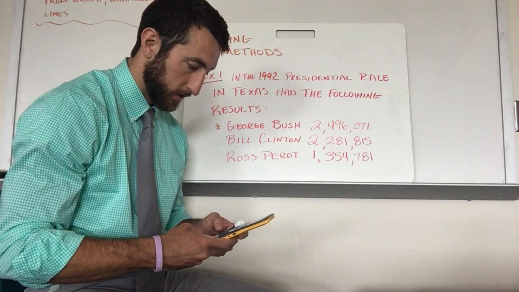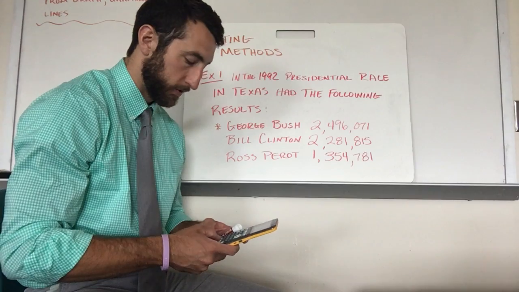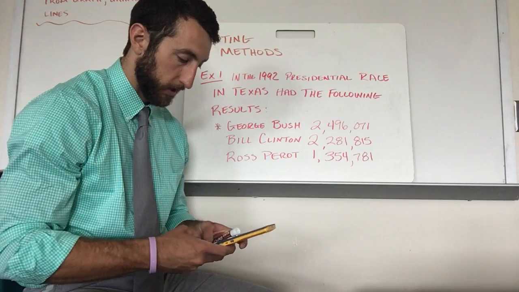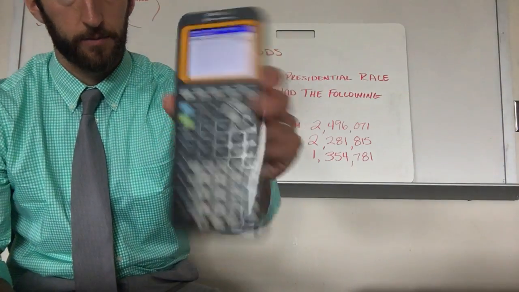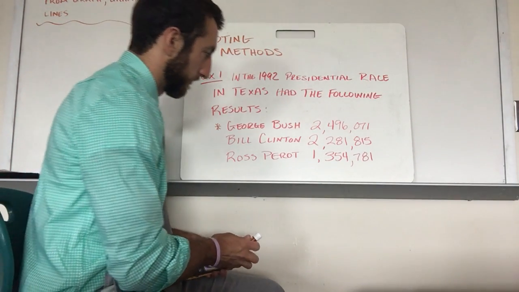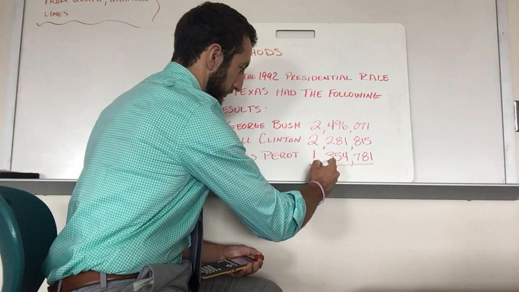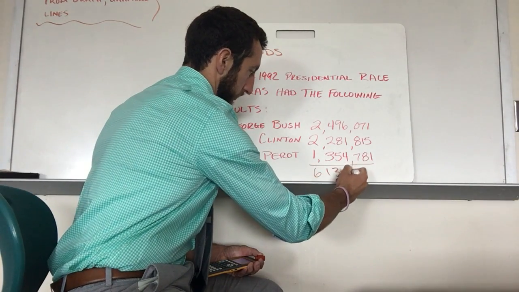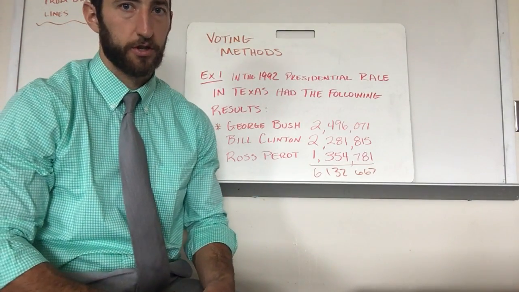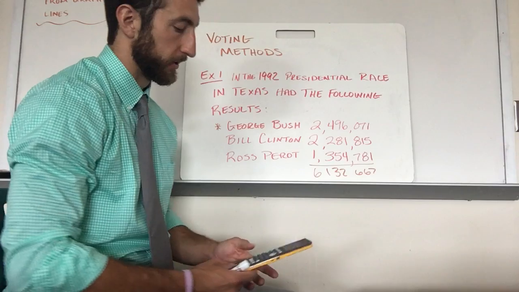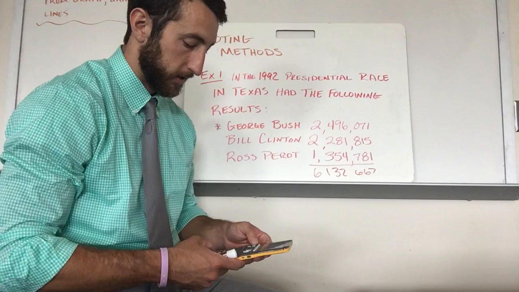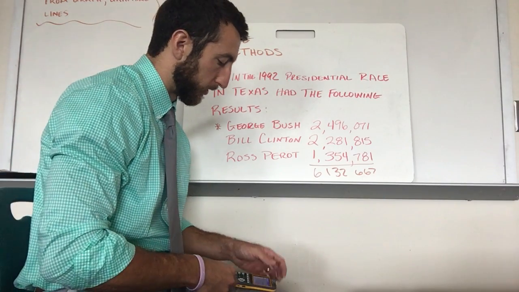So let's do 2,496,071 plus 2,281,815 plus 1,354,781. If I add all those together, I get 6,132,667. That's how many total votes we have. To get the percentage, I take 2,496,071 and divide it by the total, and we get 0.407.